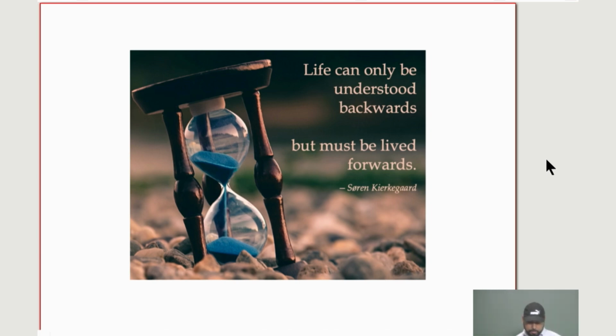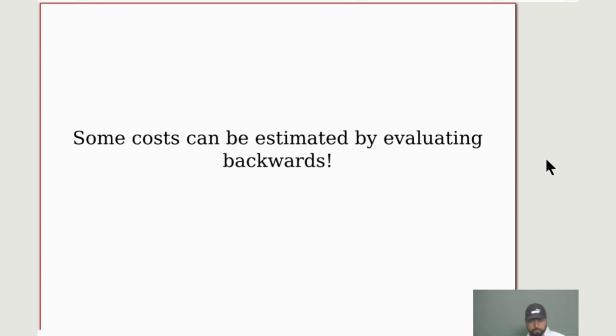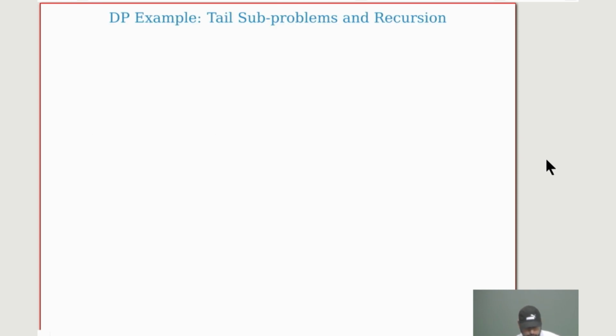This is the philosophy that any intelligent agent has to follow: learning and continuously updating. Real life is so complicated that you cannot program specifically in advance. So some cost can be estimated by evaluating backwards, and in DP you see this in some examples. There is something called tail subproblem or recursion, if you're familiar with it.